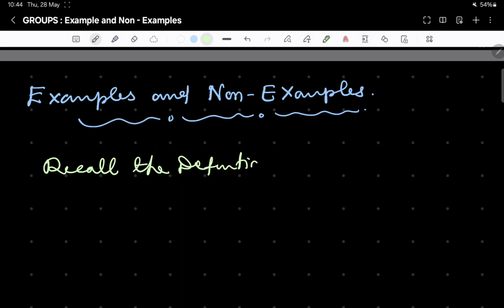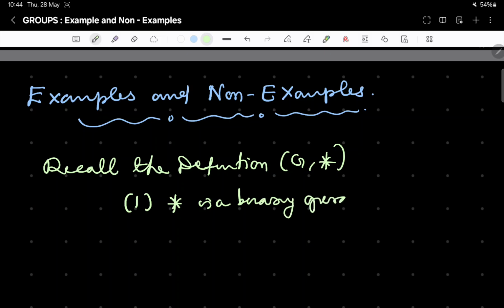So I will be just... Let G, star be a nonempty set with an operation. Then we need 4 properties. First of all, star is a binary operation, or we can say the operation star is closed.